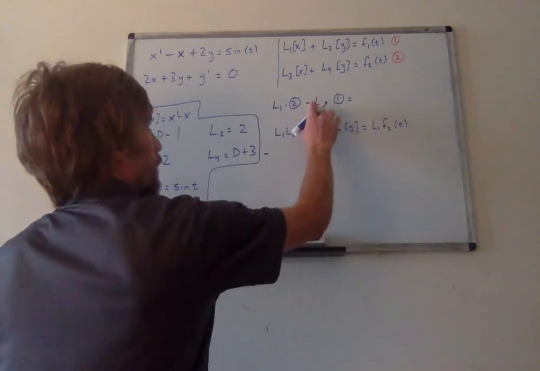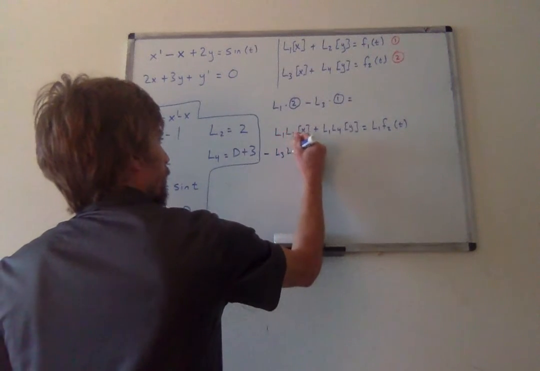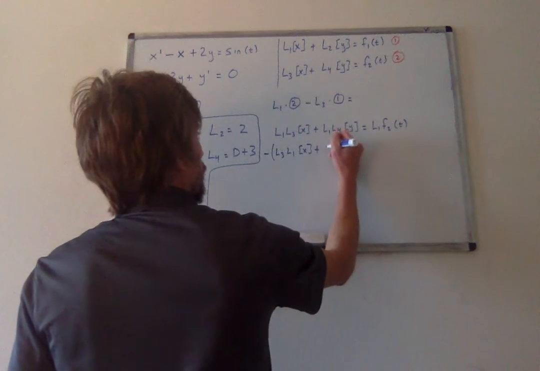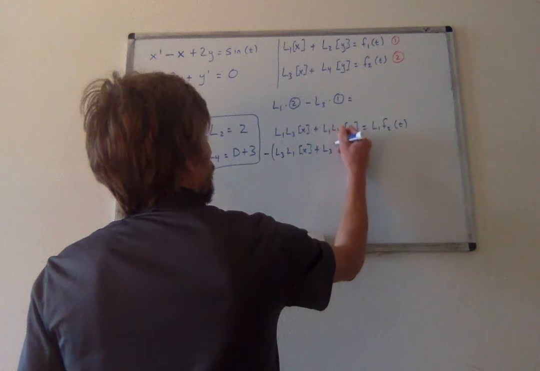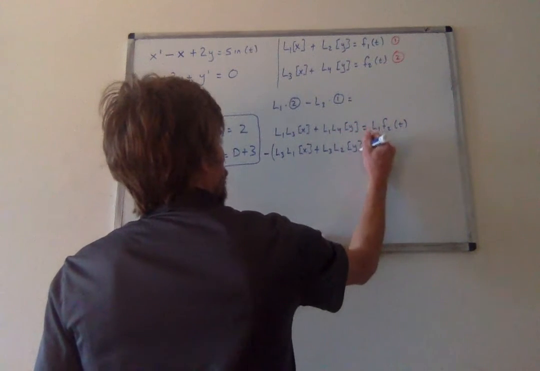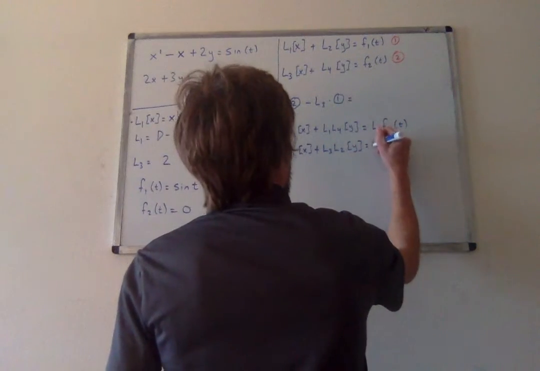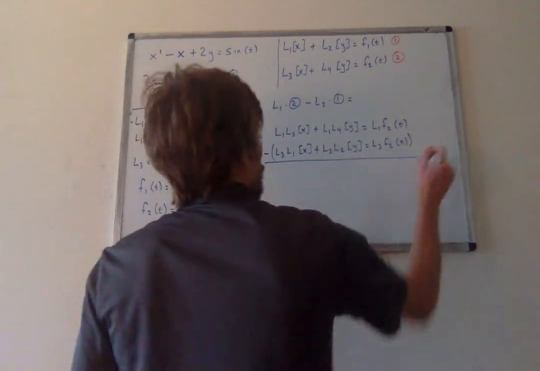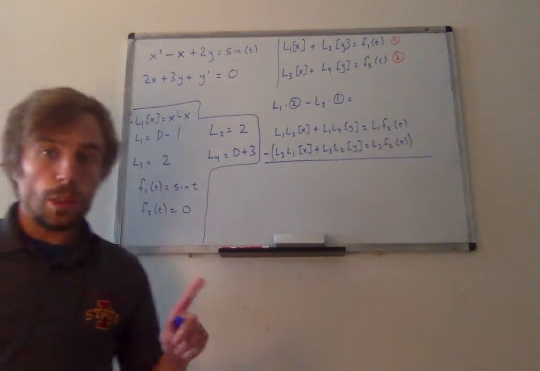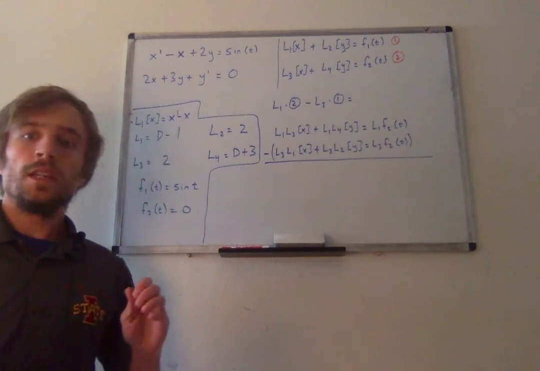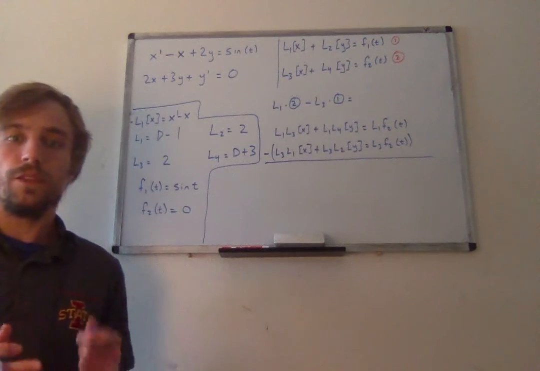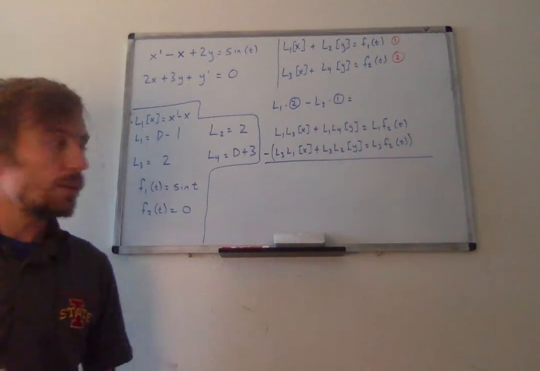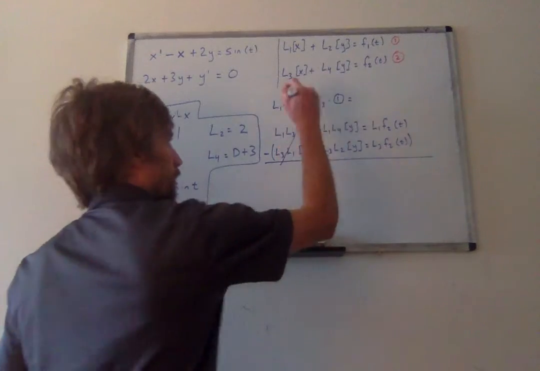From this, we're going to subtract L3 times equation 1, L3 L1 x plus L3 L2 y equals L3 F2 of t. We're going to subtract that whole thing. Remember, operators are just instructions for how to take derivatives. It actually doesn't matter what order we take those derivatives in. So L1 L3 x and L3 L1 x are actually just the same thing, and when I subtract these two equations, those cancel out.